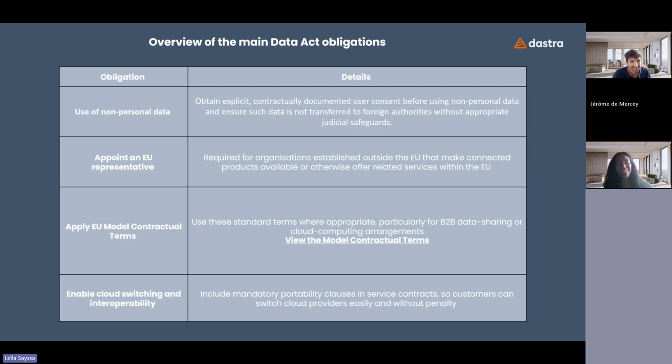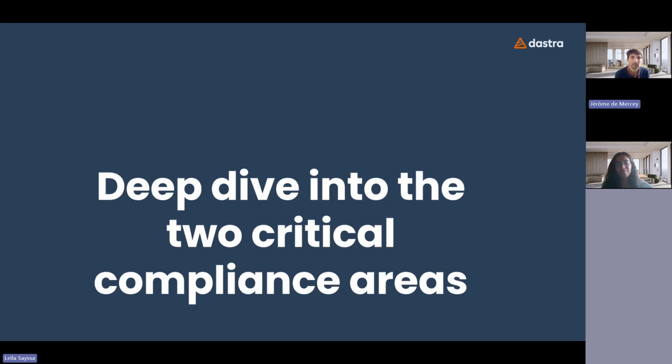Let's maybe. Yes. Just to remind some things. These obligations are for the data holder, of course. The data holder is like the data controller in the GDPR, in fact.